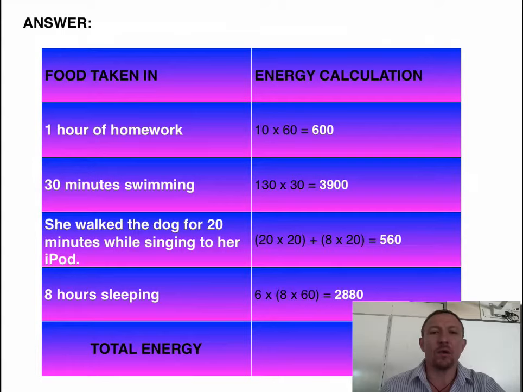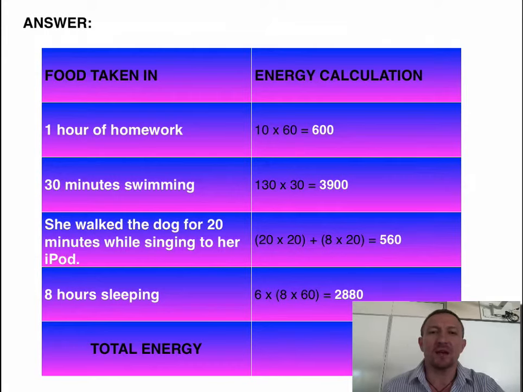Now we've got 1 hour of homework, so 1 hour of homework is 60 minutes. It takes 10 kilojoules per minute, so she used up 10 times 60, which is 600 kilojoules of energy just doing an hour of homework. That's obviously why you feel tired when you've done your homework. 30 minutes swimming. Well, swimming is 130 kilojoules of energy per minute. She did 30 minutes of it, so multiply them together, 3,900.